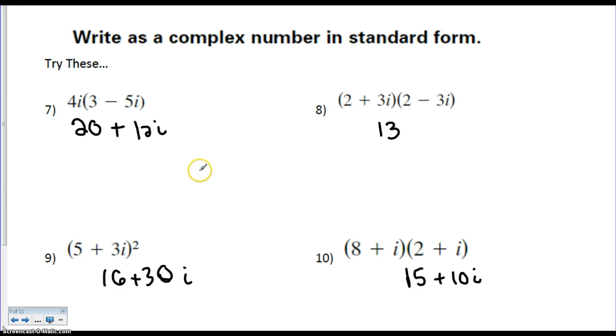Answers to the try these that I wanted you guys to do with multiplication. You got 20 plus 12i for number 7, 13. The reason why you get 13 is if you notice, the middle term cancels out. We're going to deal with that in a second.